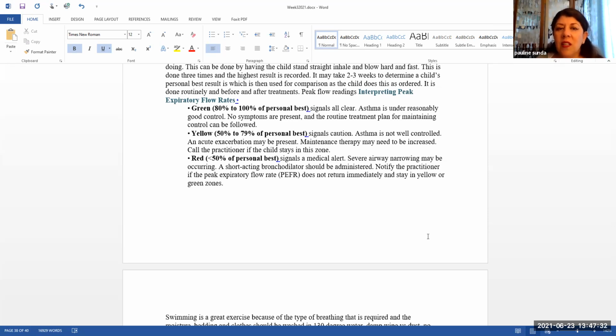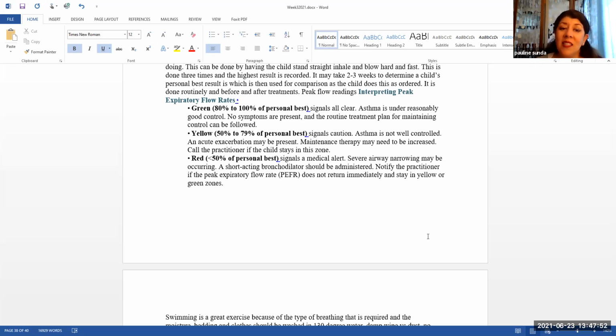Yellow is 50 to 79% of the personal best. So yellow, think like a street light: caution. The asthma is not well controlled. An acute exacerbation may be present. The maintenance therapy may need to be increased. They may want to call the practitioner if the child stays in this zone.